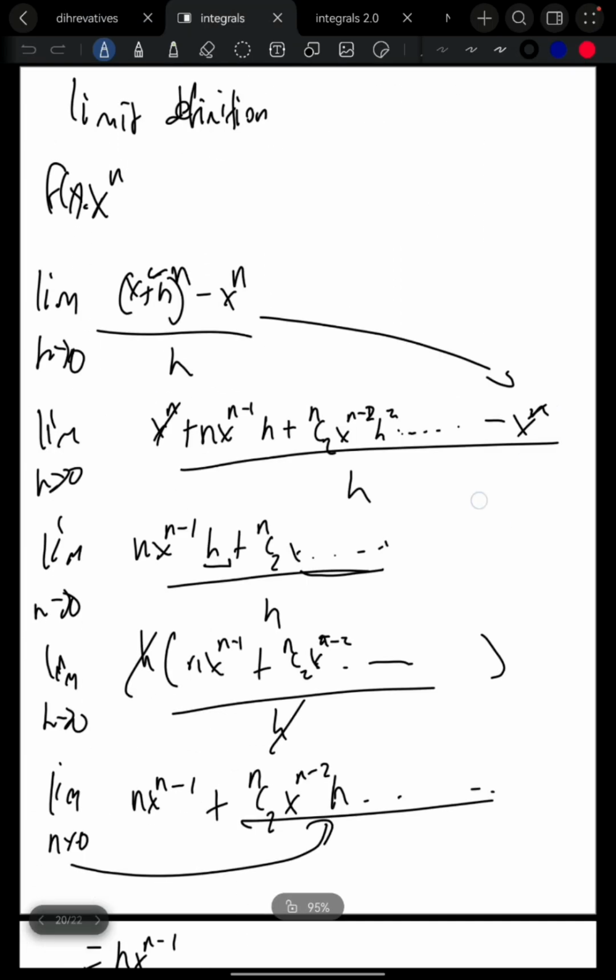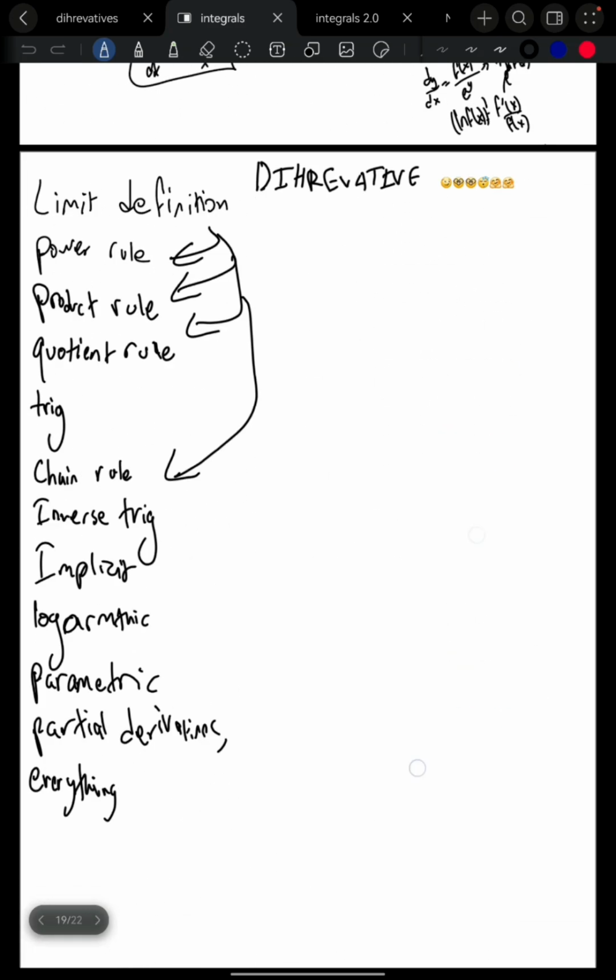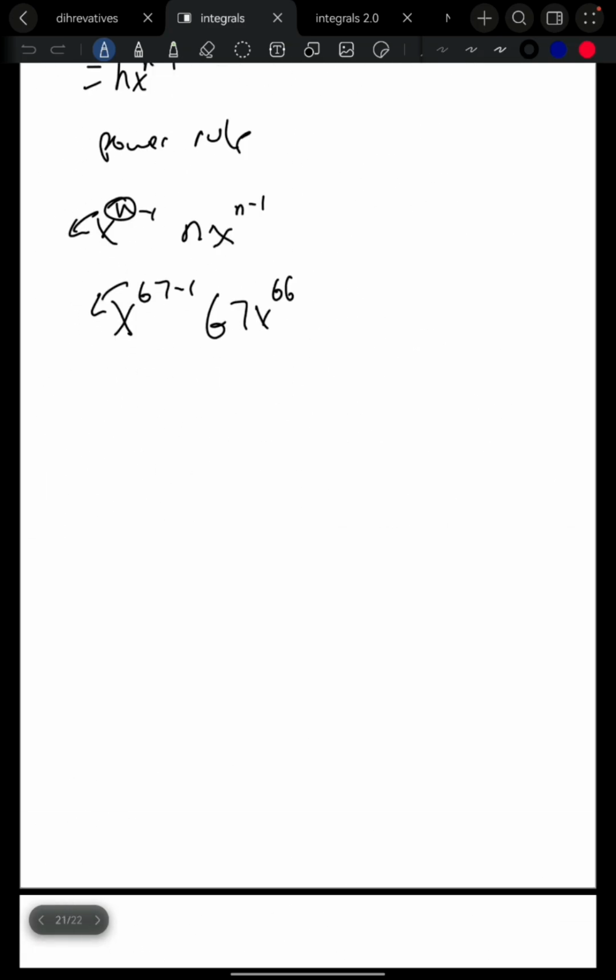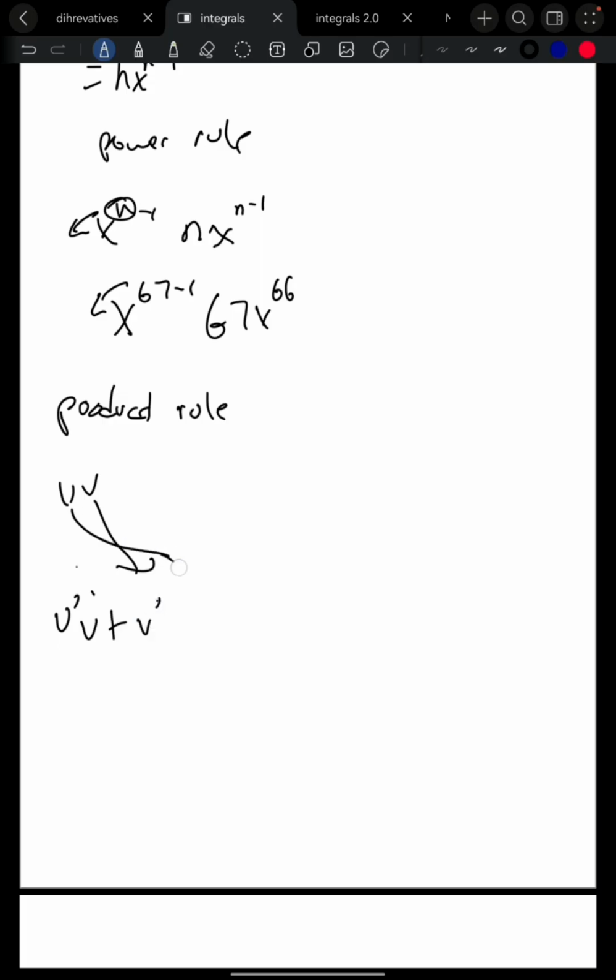Okay, next thing is product rule. The product rule is like if you have two functions, u and v, you're going to differentiate the first one, u, and then multiply, and then you differentiate the second one, and you add, my bad, then differentiate this, and then just multiply.